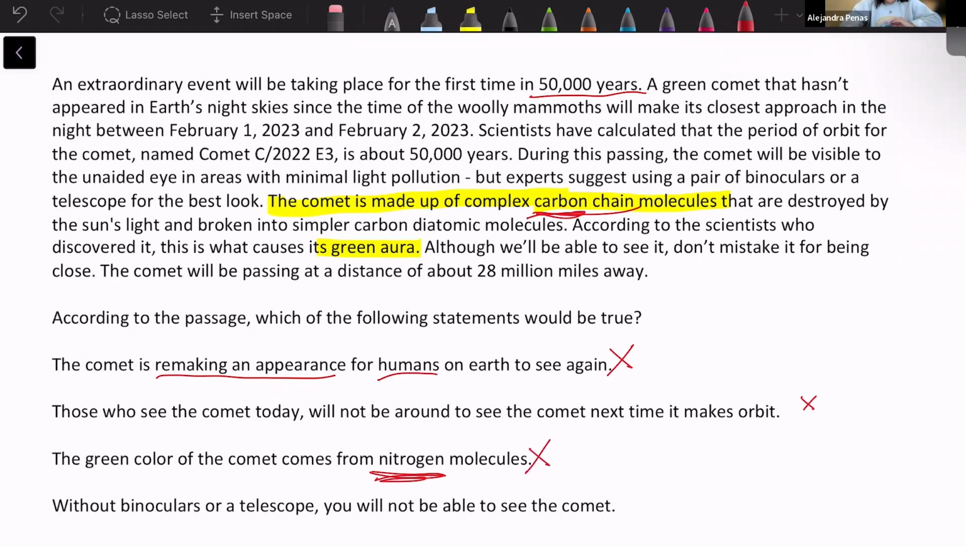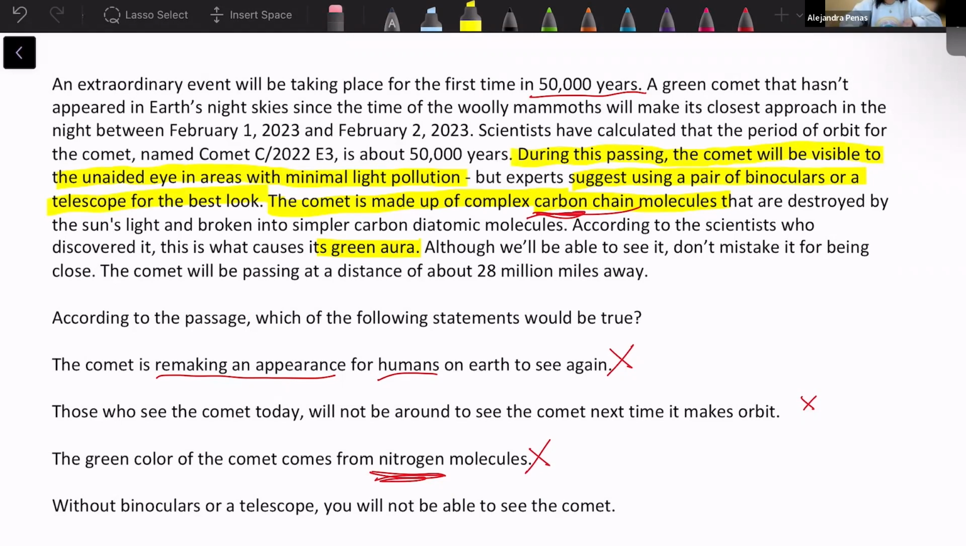And then it says, without binoculars or a telescope, you will not be able to see the comet. Yeah, because it's like a sentence right before where you just highlighted the whole thing. So it says, during this passing, a comet will be visible to the unaided eye in areas with minimal pollution, but experts suggest using a pair of binoculars or a telescope for the best look.